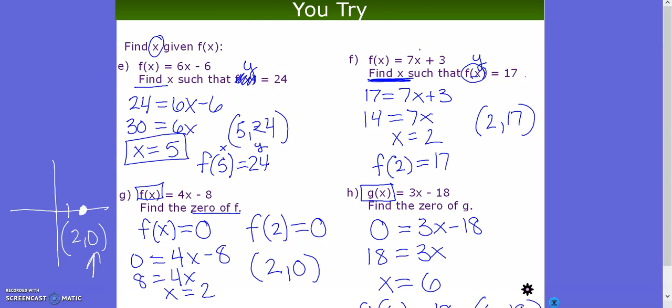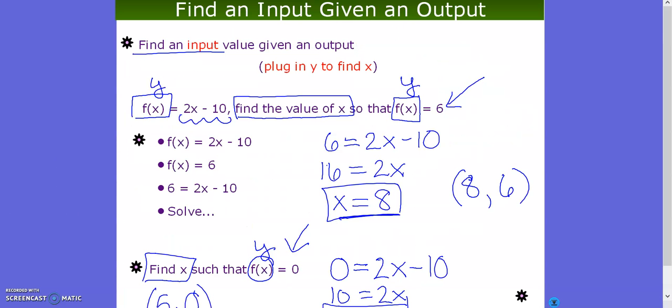And that is how you work with function notation. You always want to look for the input and the output. Remember that function notation is just a fancy way to say y equals.